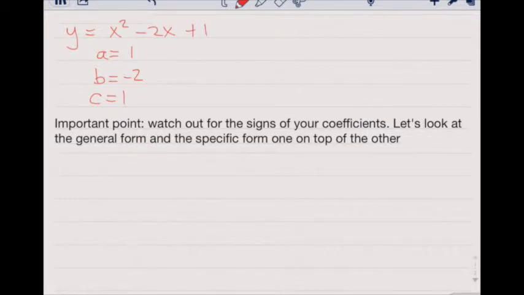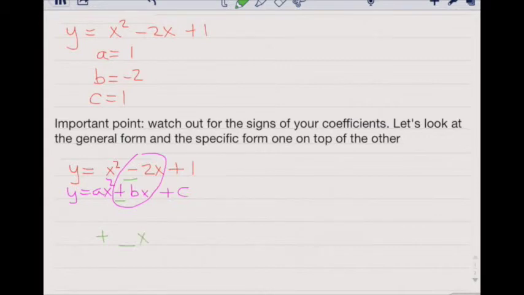Let's line them up. We've got our very specific case of y equals, and let's go to our general form. If we line this up, we see this term is described as bx, plus bx, but what we have here is -2x. Notice the difference here. In one case we have a minus sign, and in our most general case we have a plus sign. In our general case, it's supposed to be some number and then x. If I want it to get a minus sign, I need to have a negative number here.